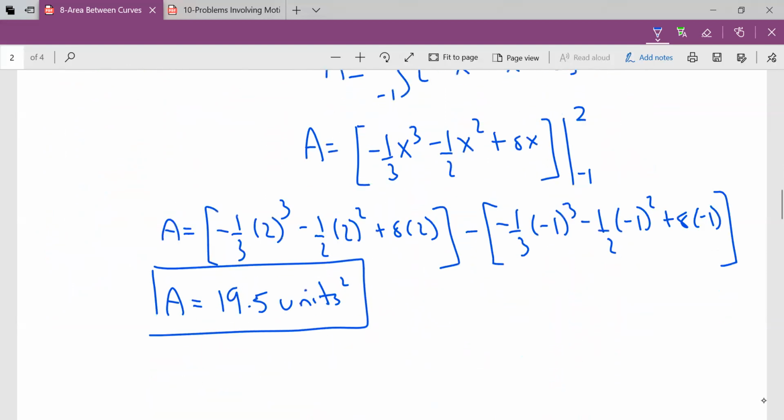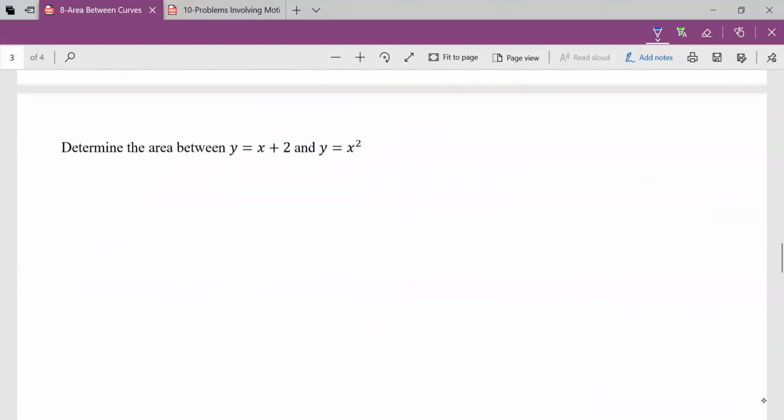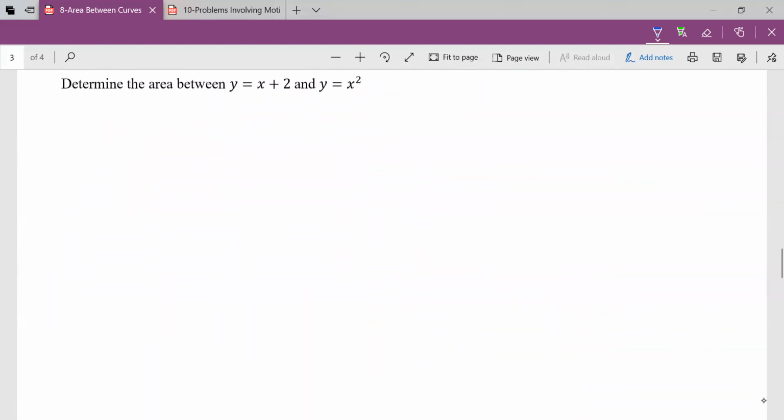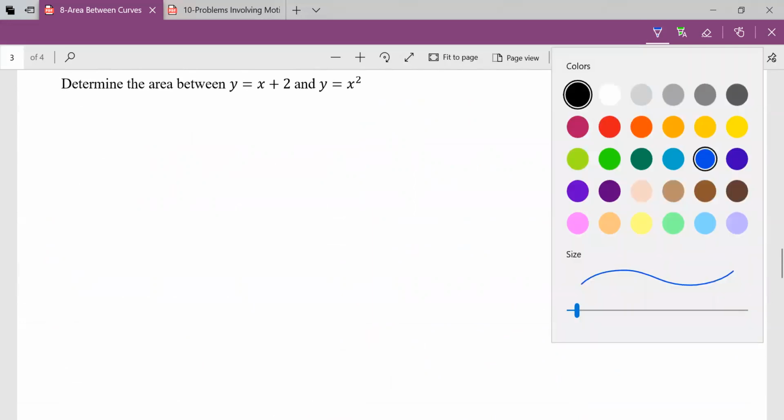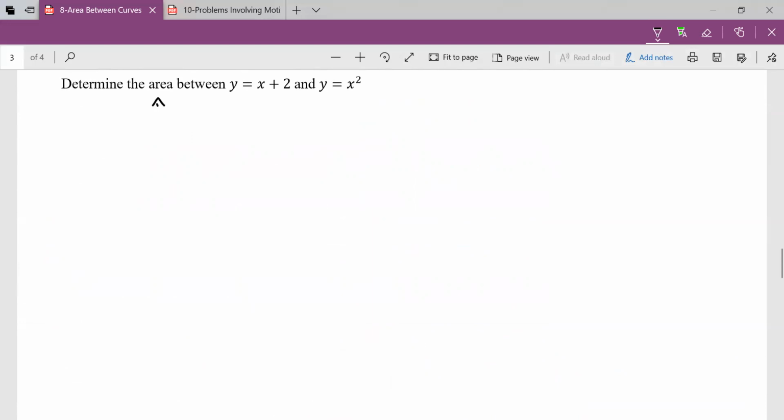Okay, let's try another couple. Determine the area between y is equal to x plus 2 and y is equal to x squared. So again, first thing we're going to do is we're definitely going to draw this one. So what have we got?